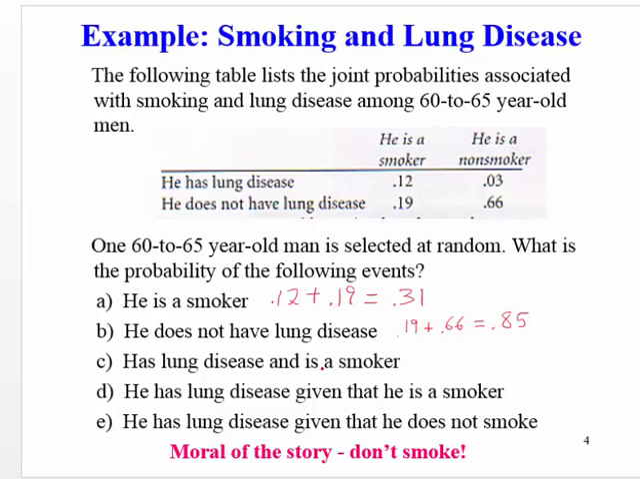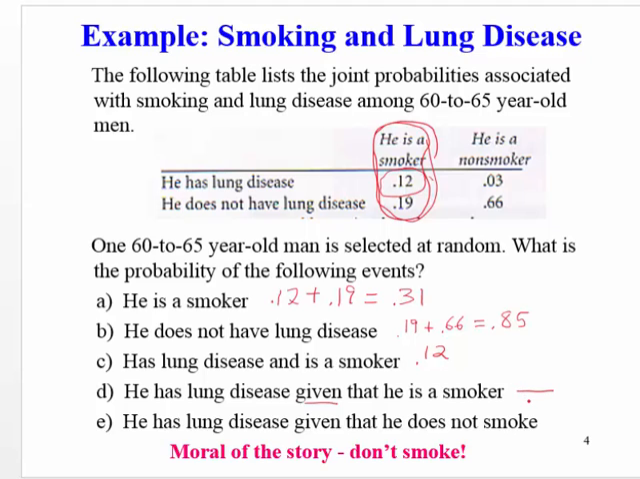Okay, lung disease and is a smoker, so that's an intersection of smoker and has lung disease. So it's this one right here. All right, so that one's just read right in the table, 0.12. Now, has lung disease given that he's a smoker. Our reduced sample space, our reduced area is he's a smoker, right? So we're just dealing with the smokers. So that's the denominator.